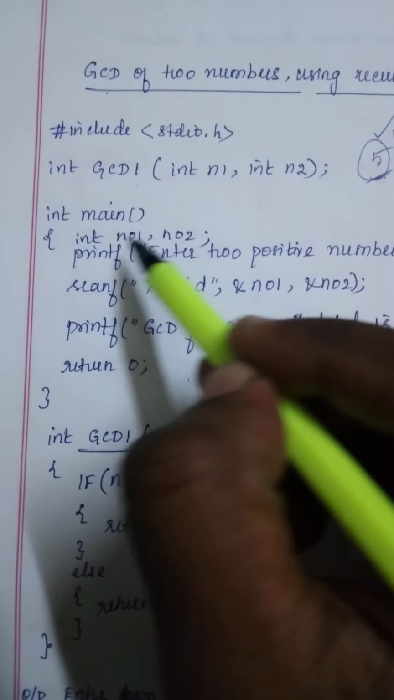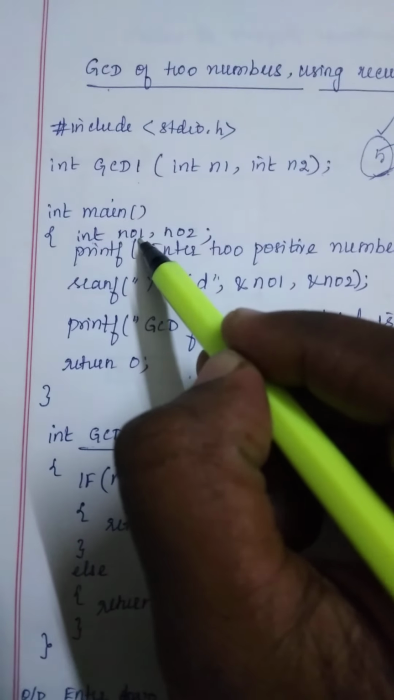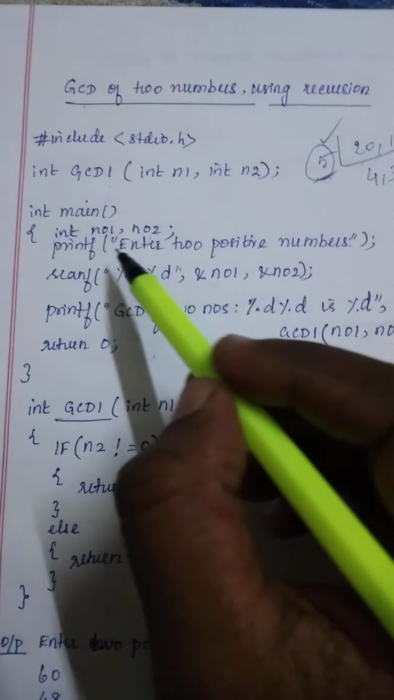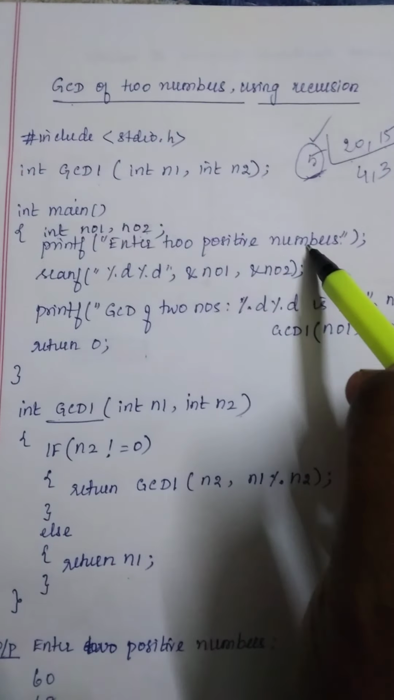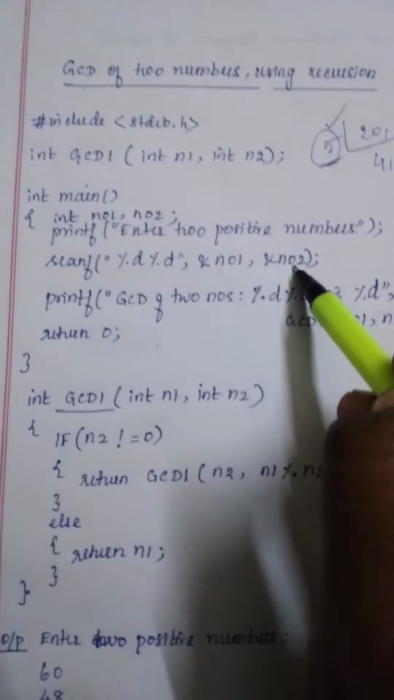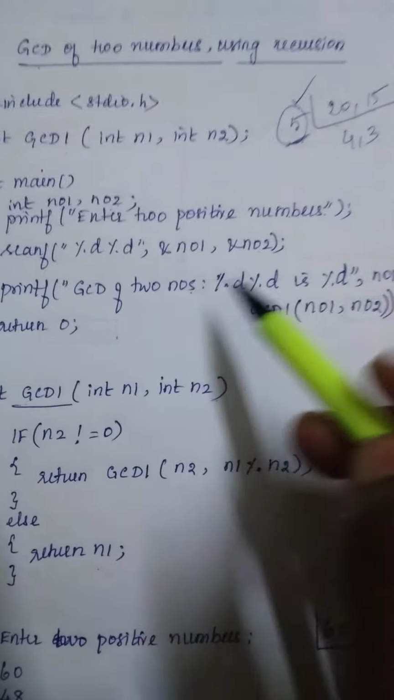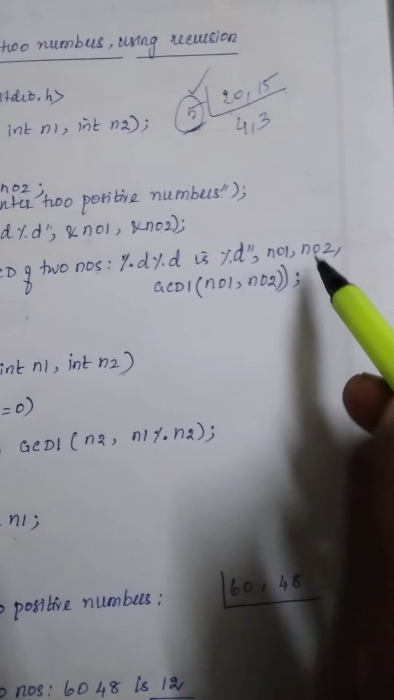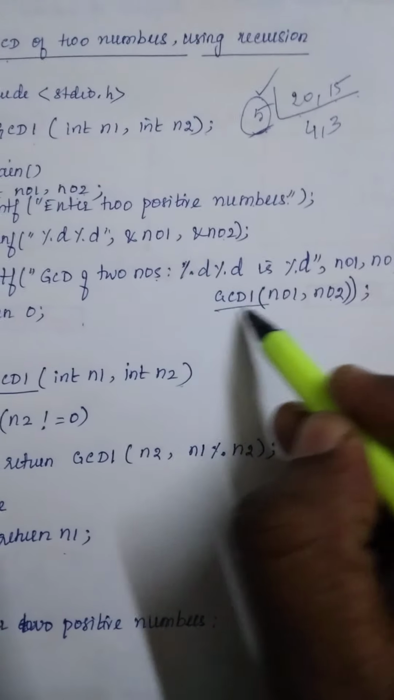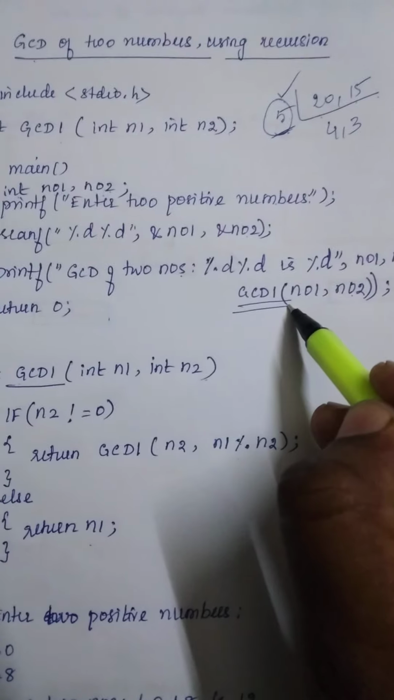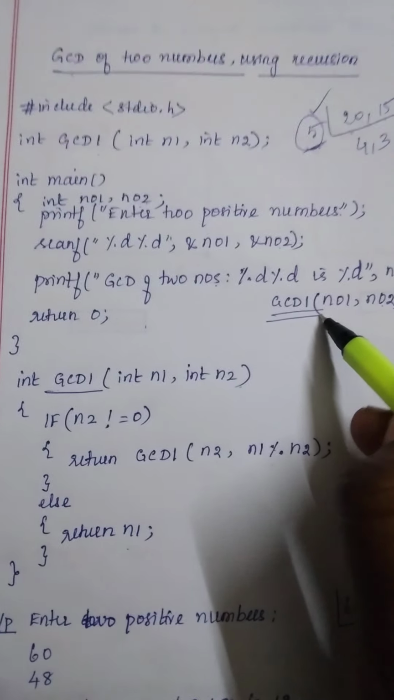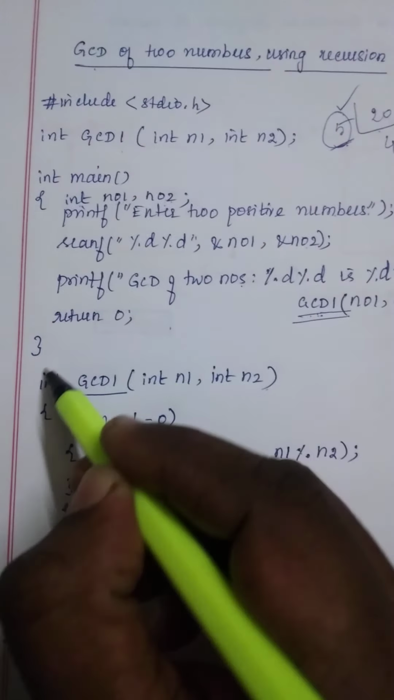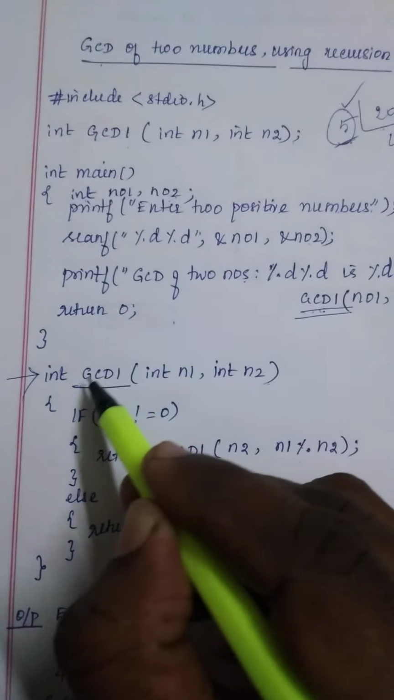In the main program, we have two integer variables, n1 and n2, number 1 and number 2. We are getting the two positive numbers here using scanf and we are printing both numbers and the GCD of both numbers. So directly here we are calling GCD 1. It's a recursive function.